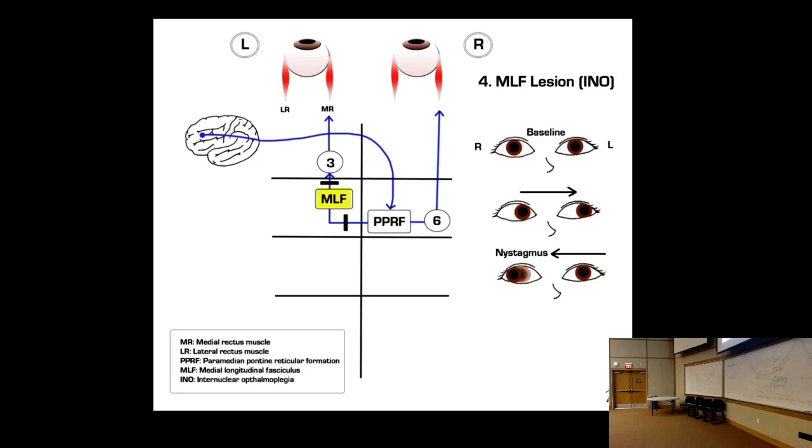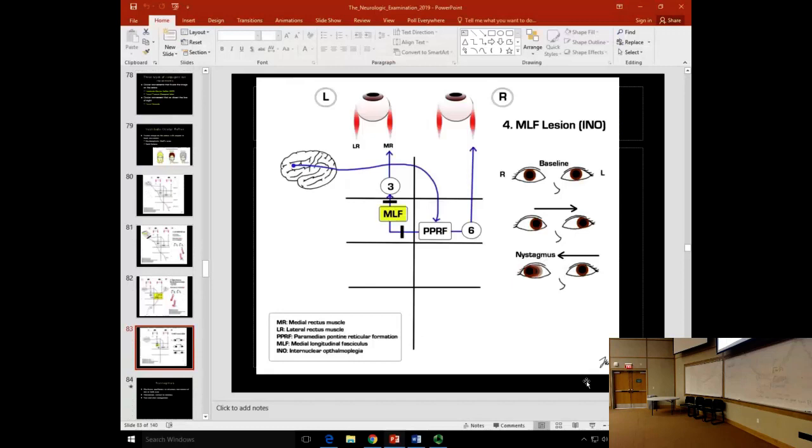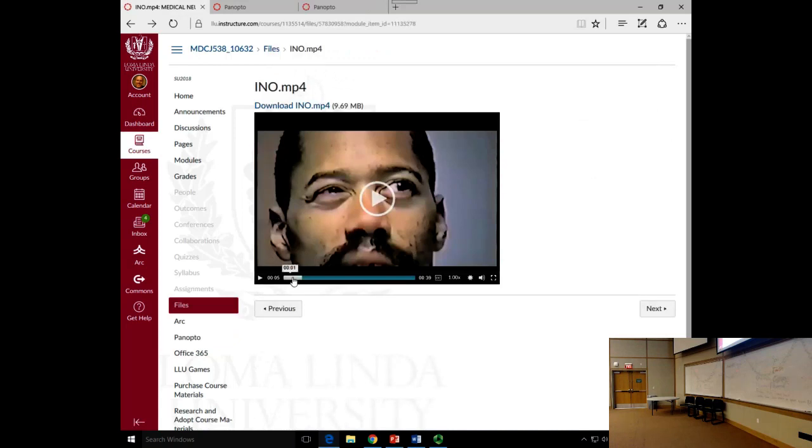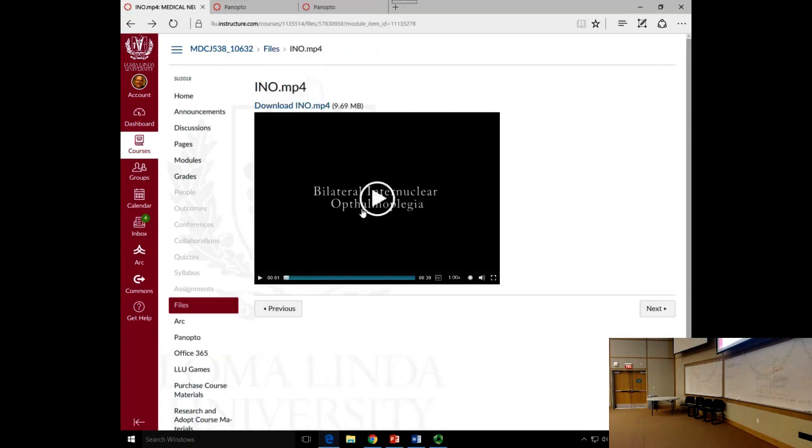All right, so let me show you here a couple of videos of patients. Both of these are patients that have bilateral MLF lesions, and we call this an internuclear ophthalmoplegia. Remember, ophthalmoplegia is just a big word for an eye movement problem. Internuclear is because the lesion is between nuclei. It's between the PPRF and the third nerve nucleus.